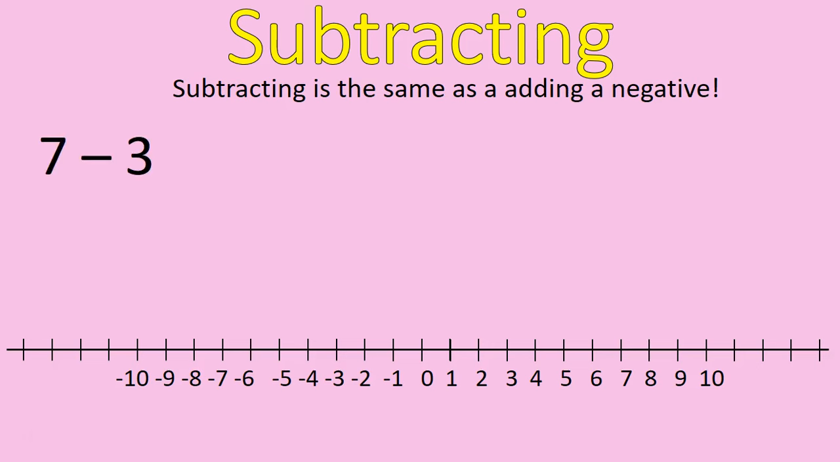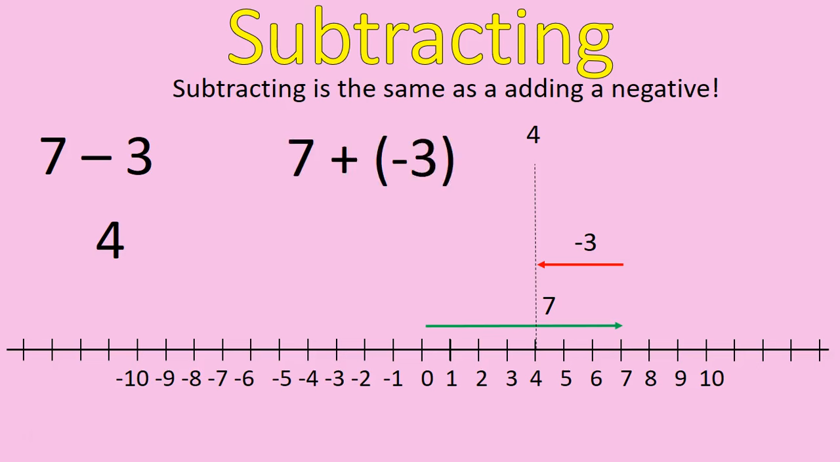If I have 7 minus 3, it could look like this. 7 minus 3, which equals 4. Good. This is a number fact that we've done before, and we know that. We know that 7 minus 3 equals 4. Notice that this is the same thing as 7 plus negative 3. 7 plus negative 3 would look exactly the same on a number line and give you the exact same answer.